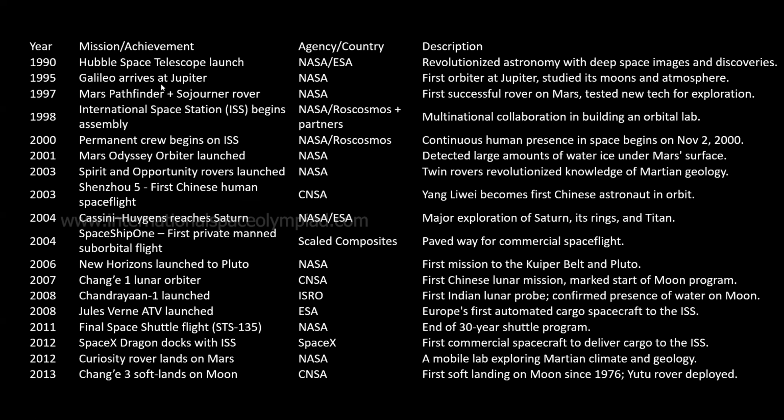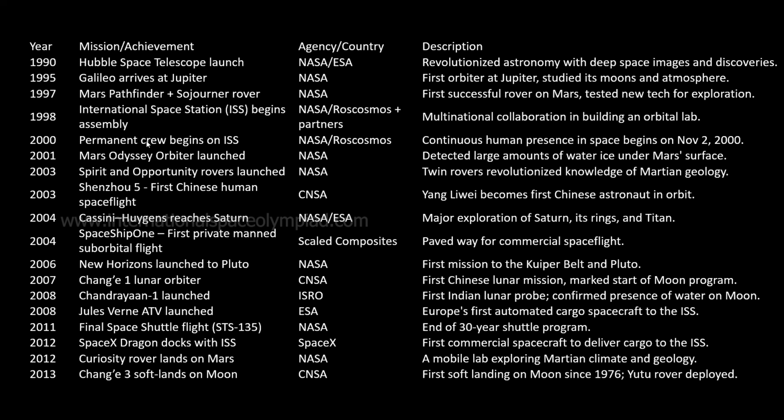Then Galileo arrives at Jupiter. That means it is not Galileo Galilei. That is the first orbiter at Jupiter, which studied its moons and atmosphere. Then Mars Pathfinder plus Sojourner rover, that we discussed last time. That is the first successful rover on Mars, which tested new technology for space exploration. Then International Space Station assembly begins. That is NASA and Roscosmos. Roscosmos is the Russian space agency, plus other partners like ESA and JAXA. Multinational collaboration in building an orbital lab.